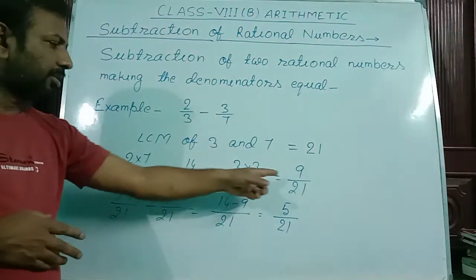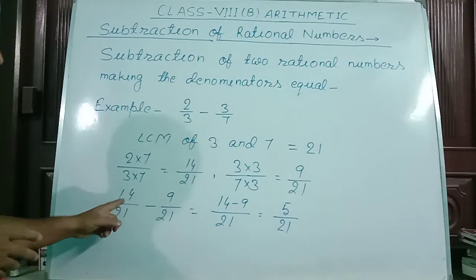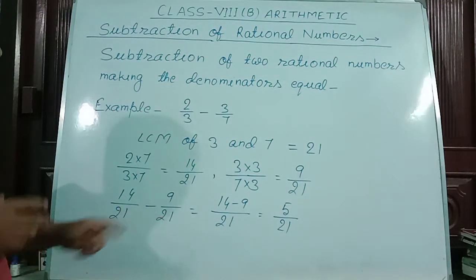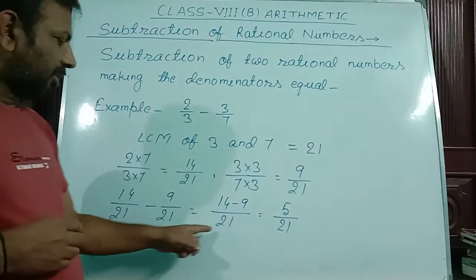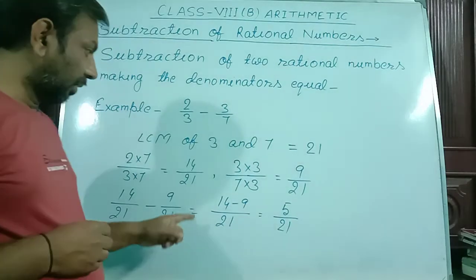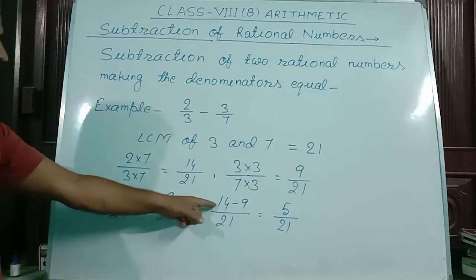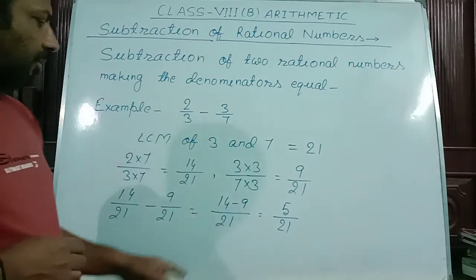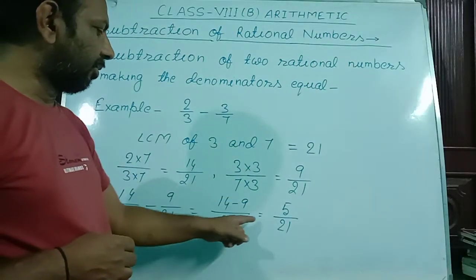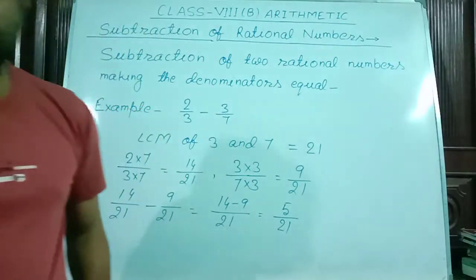Now we will use these two rational numbers, 14 by 21 minus 9 by 21. The LCM became 21, and directly we can subtract the numerators 14 minus 9. So this became 14 minus 9 by 21, that is equal to 5 by 21.